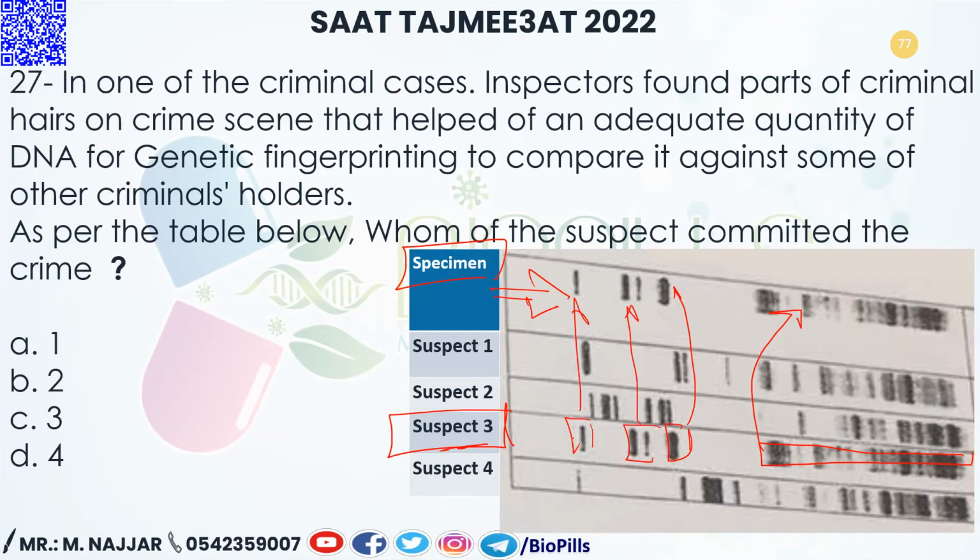But all of the rest will not make this matching, so we are excluding all of them except suspect 3, who showed a perfect match for the genetic fingerprint that was made for the specimen found at the crime scene. So the criminal is, yes, suspect 3.